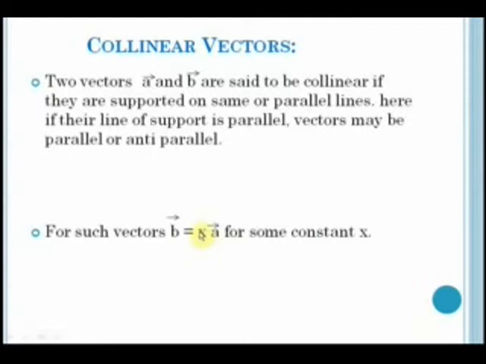Here this is a scalar quantity, and so if B and A are any 2 vectors which are collinear, then they must have the same direction, but the magnitude would differ. That's why we multiply vector A with any scalar quantity x.